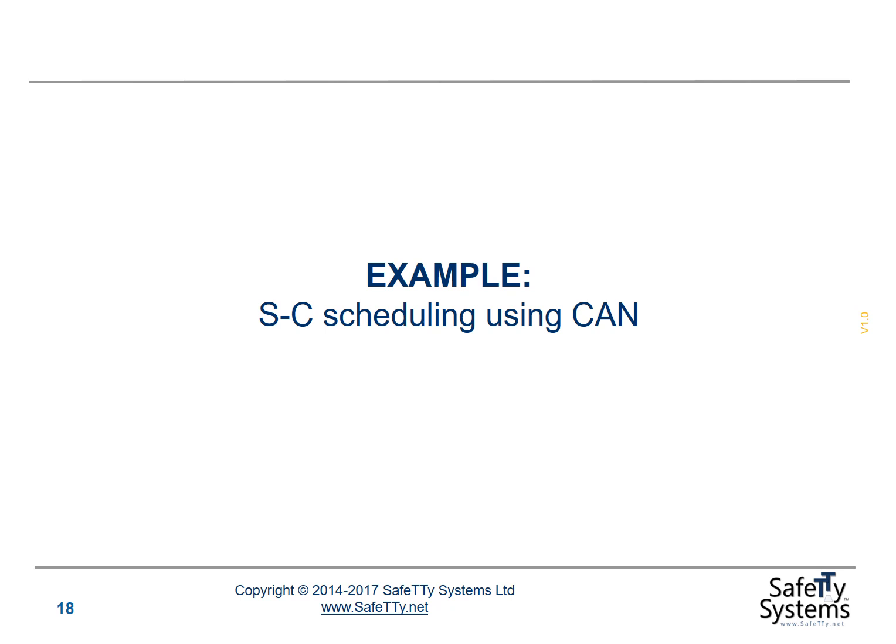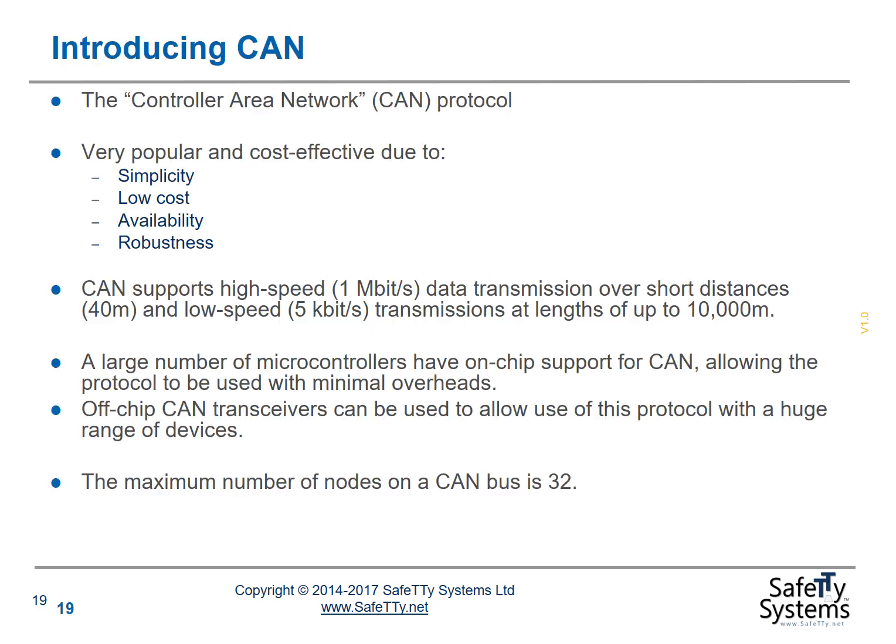Let's consider how we can implement a shared clock network using CAN. Very briefly, CAN is a controller area network protocol. It's popular and cost-effective due to its simplicity, its low cost, its availability, and its robustness. We can support comparatively high-speed communications, 1 megabit per second over short distances, and low-speed communications over very long distances up to about 10 kilometers.